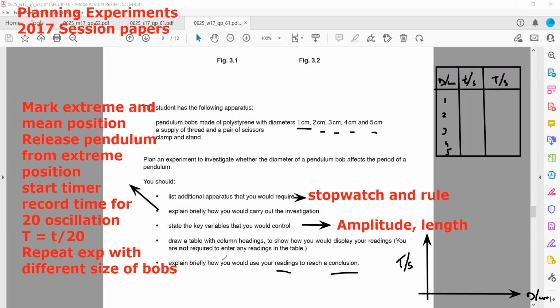If it is a straight line passing through the origin, it means they are directly proportional. If the graph is curved and the product is constant, it means they are inversely proportional. But again, you don't have to sketch any graph. You just have to mention that you plot a graph between diameter and time period and check the graph for the relation between the two quantities.